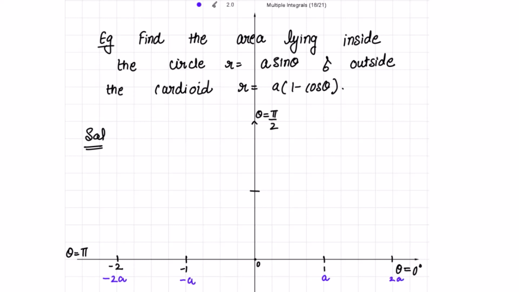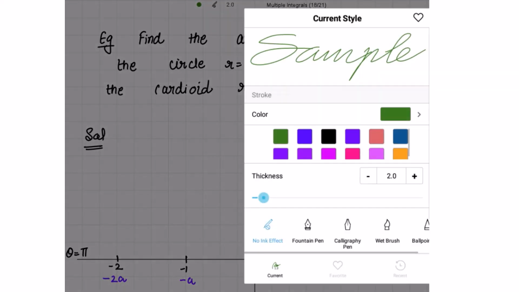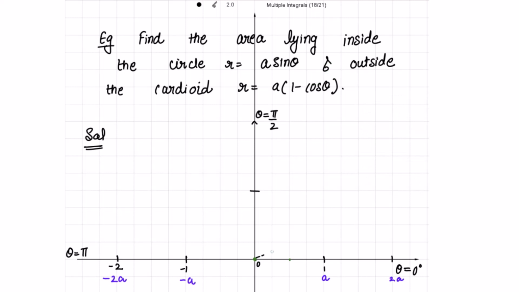Now to plot a circle, I'm having the point 0, 0 first. And I'm going to plot the circle with green color pen. So the first point is this. And then for 30 degree, I'm having the point half of a. That is this point at 30 degree. Let me draw the 30 degree angle first. This is suppose the 30 degree angle. And this is your 60 degree angle. Okay, so for 30 degree, I'm having the point as a by 2.